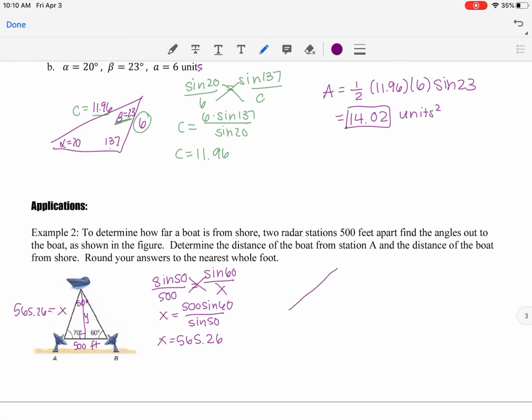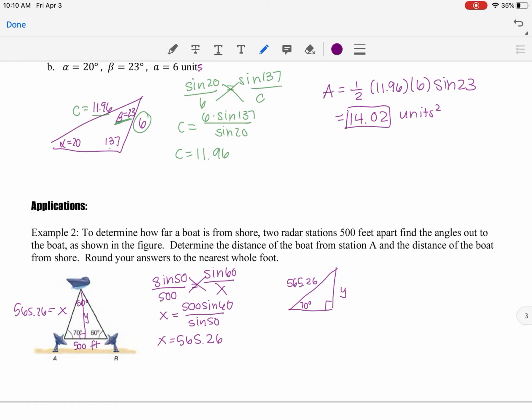I'm going to redraw a triangle over here to help you see what they're asking for when they ask for the altitude, or in this case the distance of the boat to the shore, and the straight distance is maybe what they should have said. So 565.26, this is 70, and the straight distance will always be like a right angle. So we're looking for what I called y, also known as the altitude of the triangle.